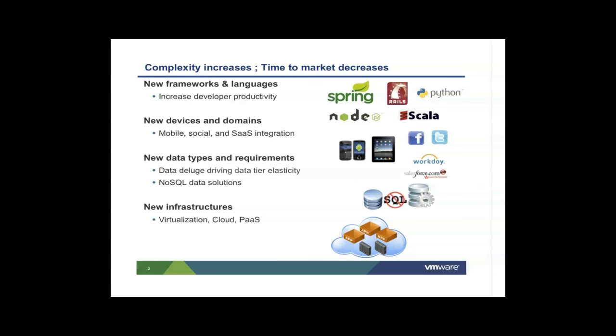Deal with increased complexity of frameworks, domains, devices, data types, large data, and all of that needs to be done on increasingly complex infrastructure: virtualized, cloud, platform as a service, or bare metal. So you need to deal with all of that complexity while you have to deliver your apps faster.